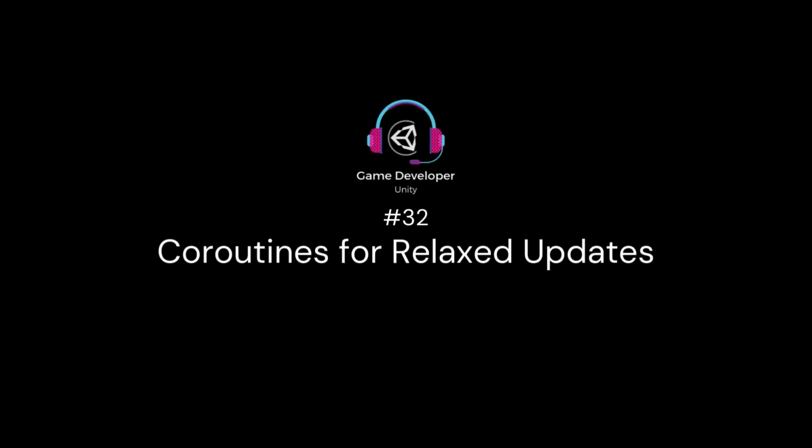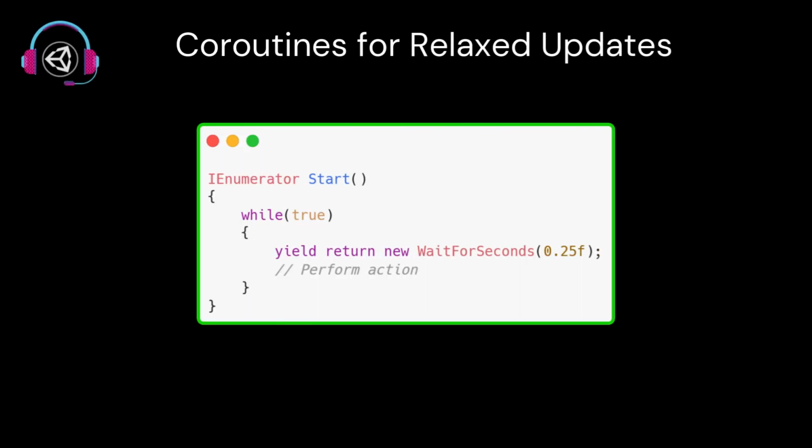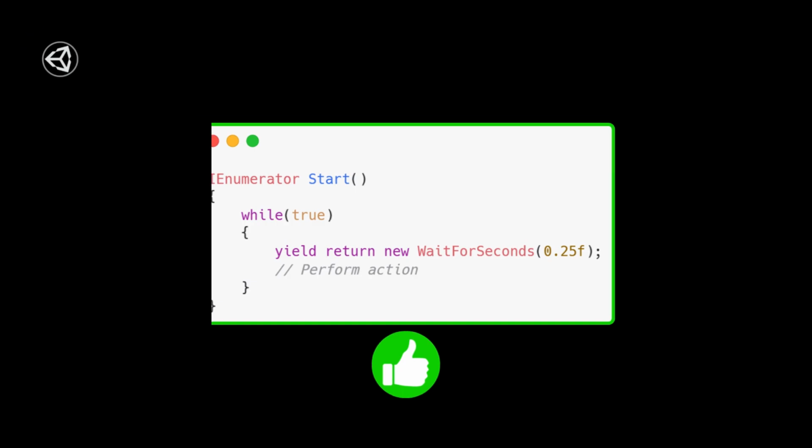Tip number 32, use coroutines for relaxed updates. If your game requires a repeated action at a specific time interval, you can try launching a coroutine in the Start callback. Launching a coroutine is an alternative to performing an action in every frame through the Update callback. This code shows an example of a coroutine. Use coroutines to do them at intervals and reduce performance load.